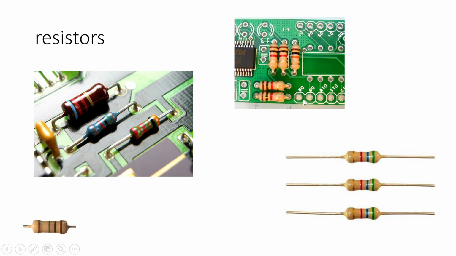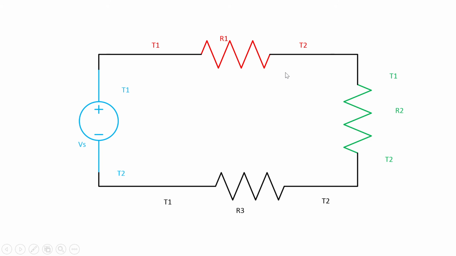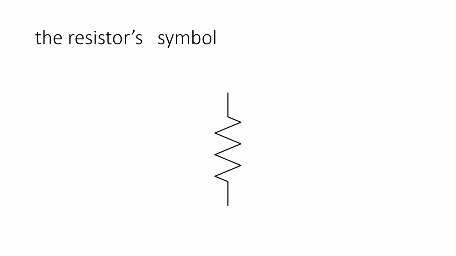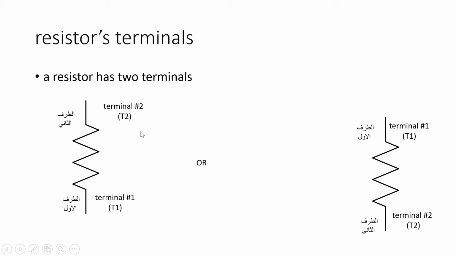This is the actual shape of the resistor, and this is the symbol for resistors. Resistors also are two-terminal elements, and as you see, we use terminals to differentiate between two different parts, but it doesn't make any difference if we label it as T2 or T1.